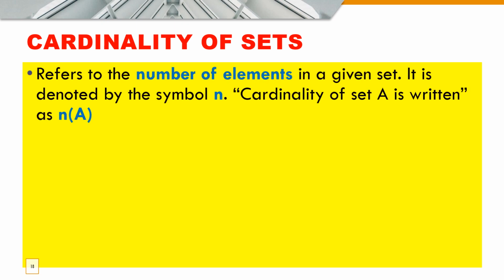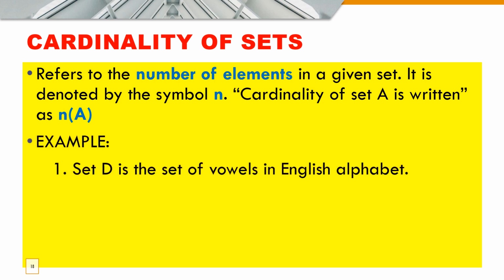What about this cardinality of sets? Cardinal numbers or cardinality of sets refers to the number of elements in a given set. It is denoted by the symbol n. Our cardinality of set A is written as n, enclosed in parentheses, the name of the set. Let's have here an example.